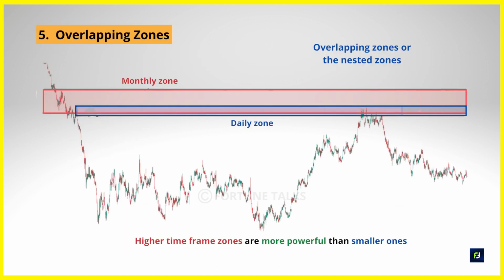Now the last and final odd enhancer that I will be talking about are the overlapping zones. These are also called nested zones. Now the idea here is to look for overlapping zones from different time frames. For example, if you have a supply zone on a daily time frame that is located inside a monthly supply zone, this daily supply zone is considered strong and it presents a high probability of success.